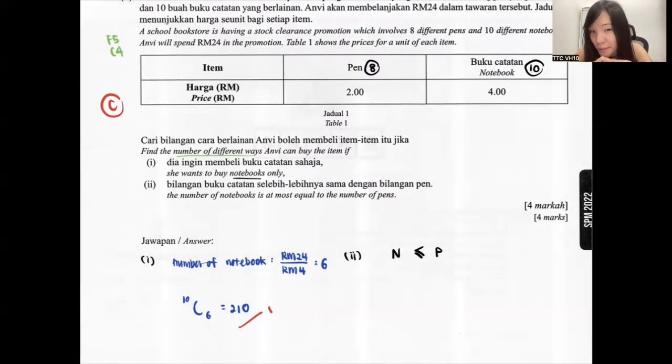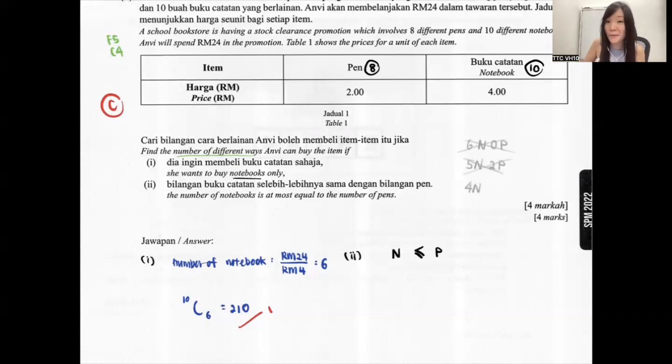Why don't we start from the same amount? This one needs trial and error. With 24 ringgit, just now we can maximum buy 6. So if 6 notebooks, then 0 pens. Can it be this? No. Next, maybe 5 notebooks. 5 notebooks cost 20 ringgit already. 24 ringgit minus 20 ringgit, you have 4 ringgit left. 4 ringgit divided by 2, you can only buy 2 pens. So 5 notebooks, 2 pens. Okay or not? No, your notebook must be lesser than pen. So bye-bye.